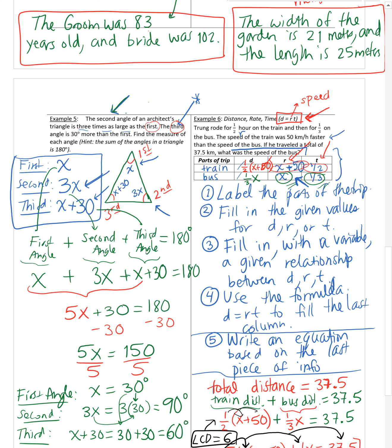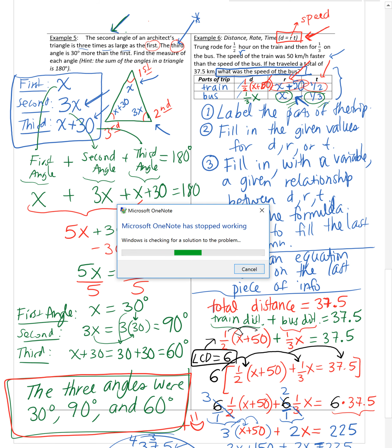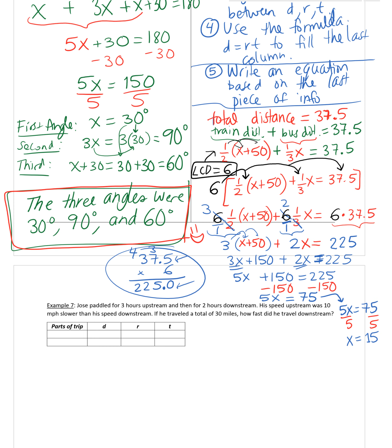Is that what they were asking for? Oh, thank God it was. What was the speed of the bus? Whew! And they were talking about, I was going to put miles per hour, but notice in the problem they were talking about, oh, dang. Sorry about that. Yeah, remember in the problem they were talking about not miles per hour, but kilometers per hour. So it must be, the 15 is the speed of the bus in kilometers per hour. The speed of the bus was 15.